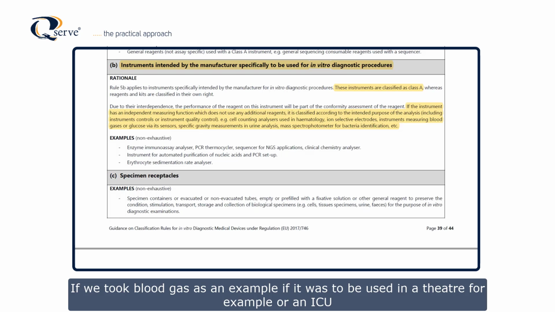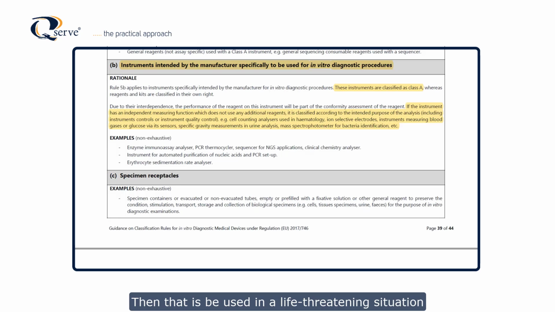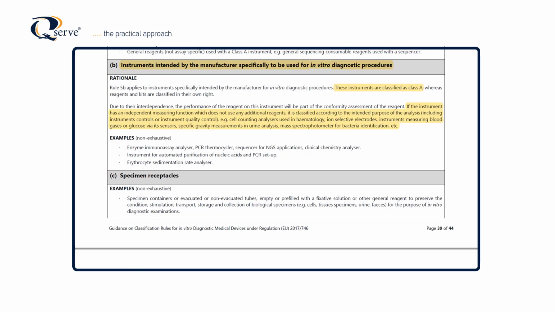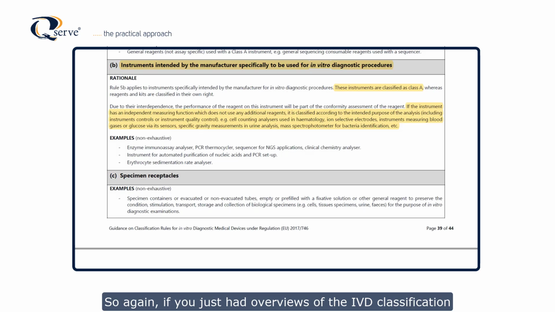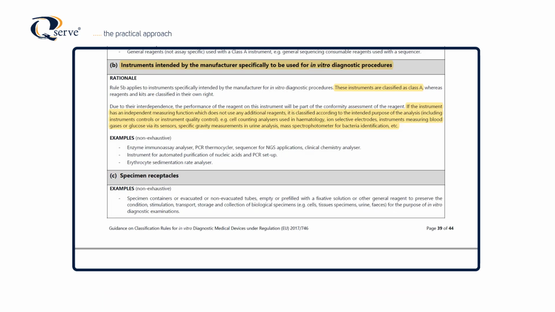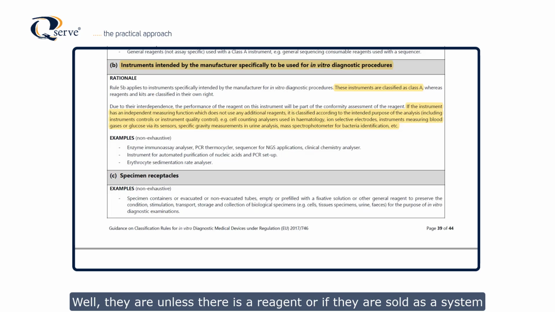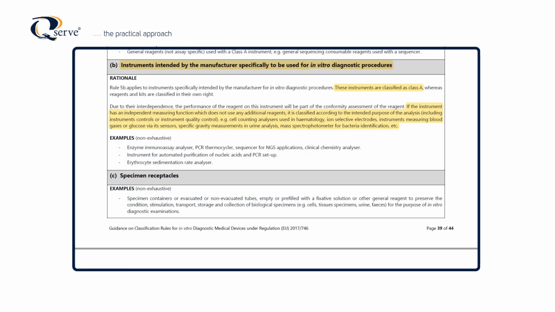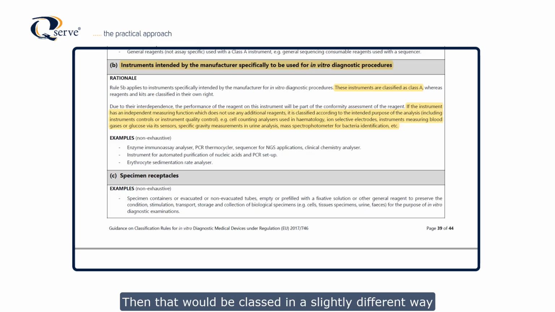So if we took blood gas as an example, if it was being used in a theatre, for example, or an ICU, then that is being used in a life-threatening situation, and so therefore it's going to fall under Rule 3, and it's going to be a Class C device. It's not going to be a Class A device. So again, if you have just had overviews of the IVD classification, you may have got the impression that all instruments are Class A. Well, they are unless there's a reagent, or if they're sold as a system, so you always sell the instrument with the reagents, then that would be classed in a slightly different way.